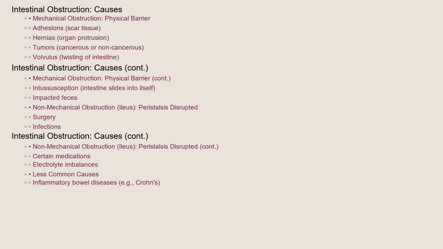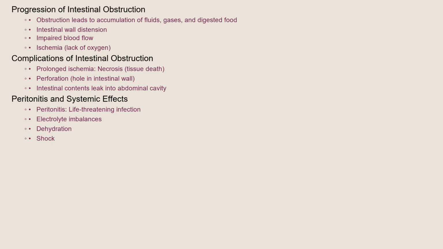Non-mechanical obstructions, also known as ileus, occur when the normal peristaltic movements of the intestine are disrupted. This can be caused by surgery, infections, certain medications, or electrolyte imbalances. Less common causes include inflammatory bowel diseases like Crohn's disease, vascular problems affecting blood supply to the intestine, and congenital abnormalities. Let's understand the progression of intestinal obstruction.